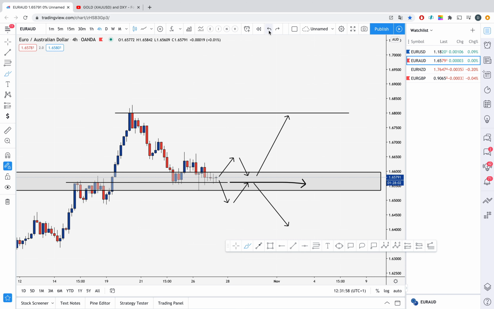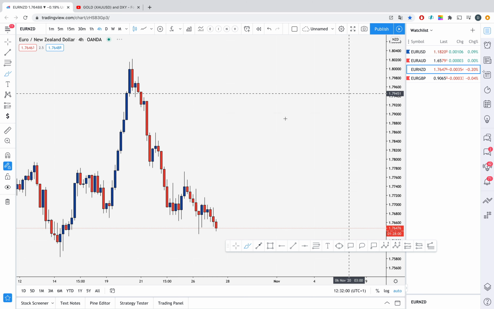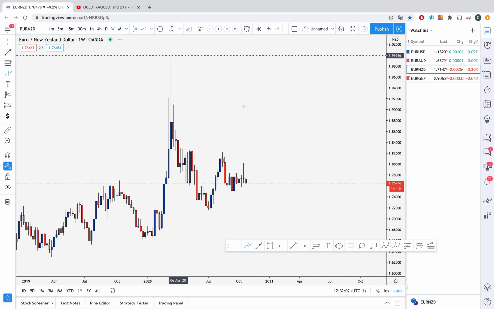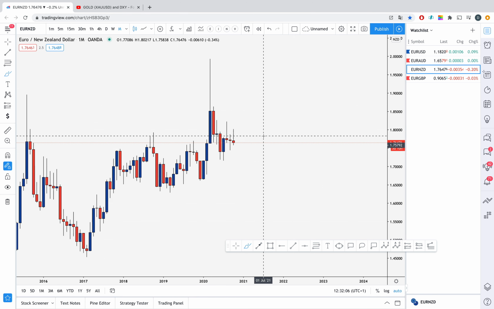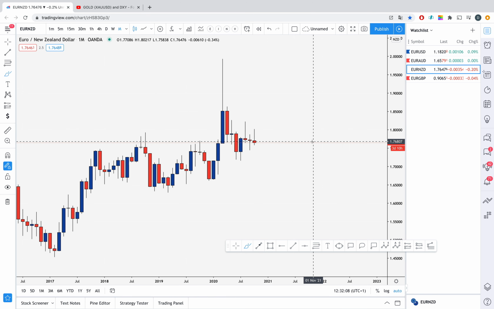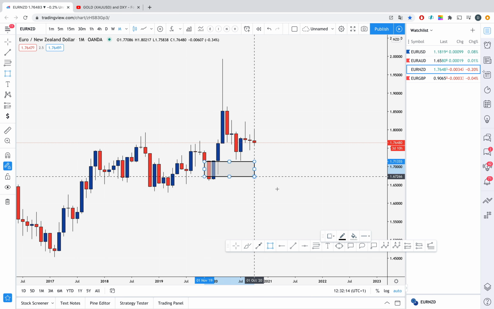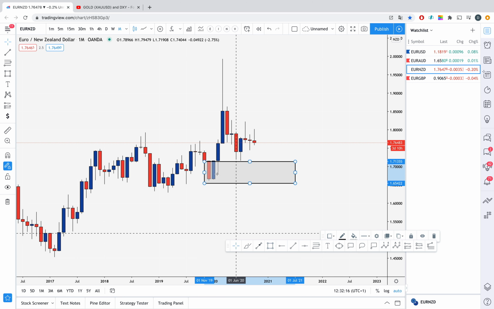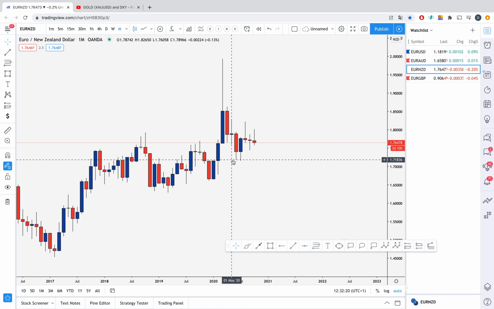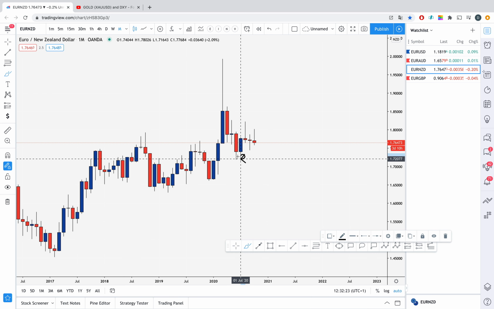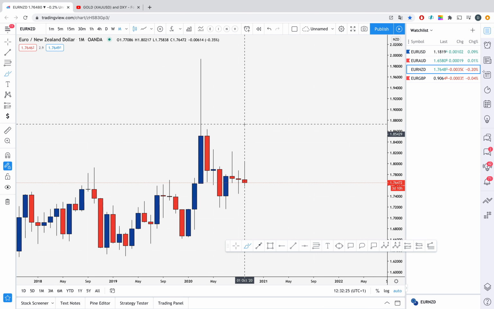Okay. Now, let's have a look at the next pair, which is EURNZD. Also over here, let's have a look on the monthly. And this looks pretty much the same as the EURUSD, just a little bit different, because also here you have a demand area. And as you can see, the price already tested this level and also made a nice reaction, and the price went to the upside.